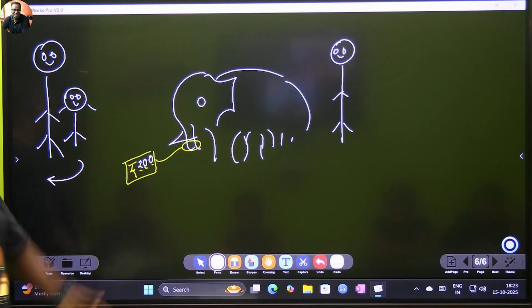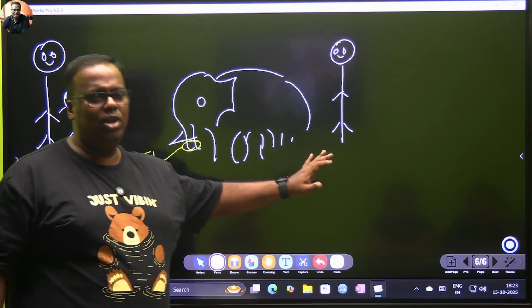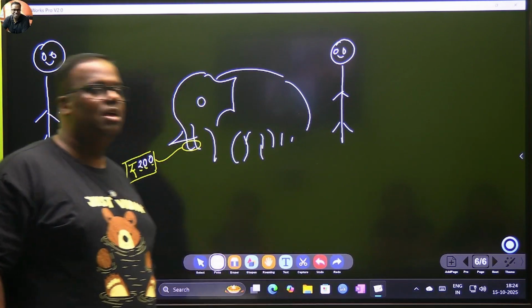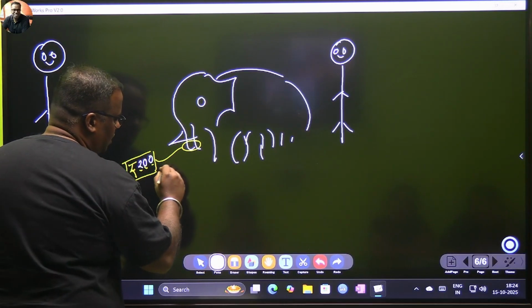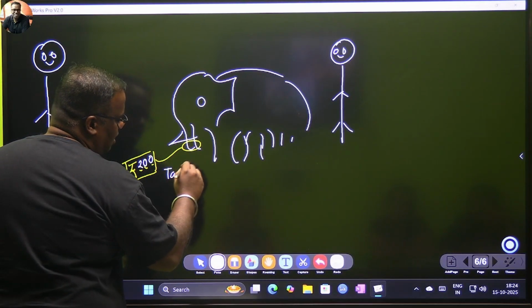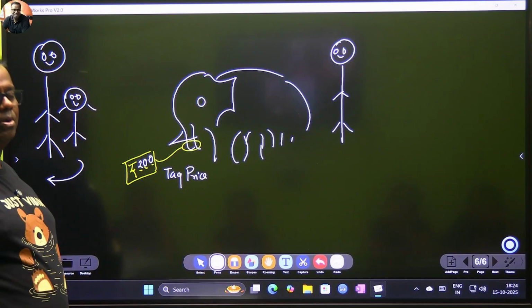Hathi means toy hathi, na? They just turn away from the shop, and this person says, "Wait, wait, wait! No, this is not within our budget. Wait." So whenever you see a tag or something put on it, this price is known as the tag price. Okay, not MRP, but tag price.